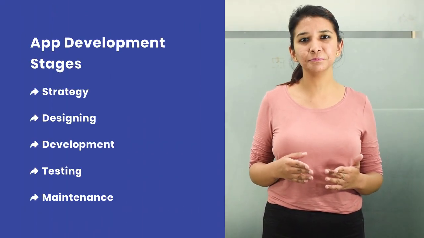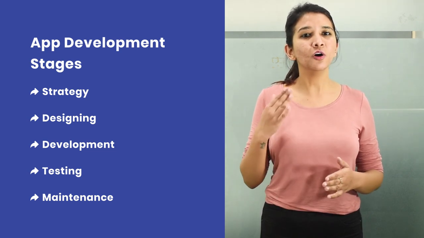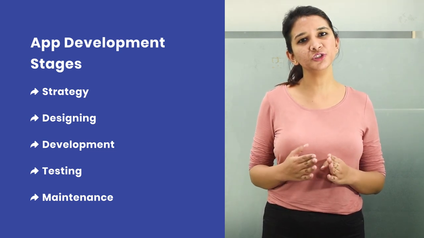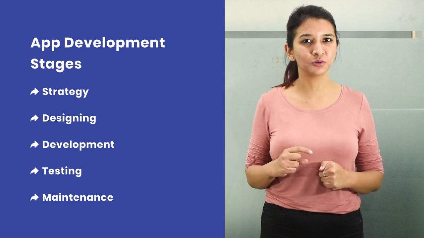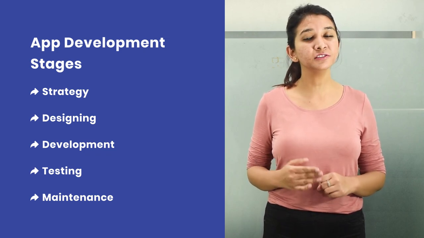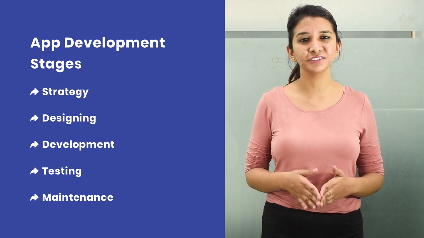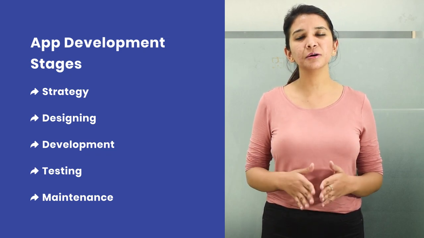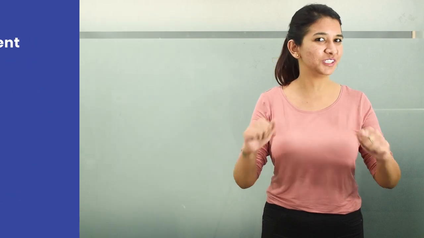A complete app development process includes several stages like strategy, designing, development, testing, and maintenance. All these stages add their own share in the final app development cost. Apart from this, there are a few hidden costs which a company forgets or ignores to inform the client. And today, we will be discussing all these topics in our video.